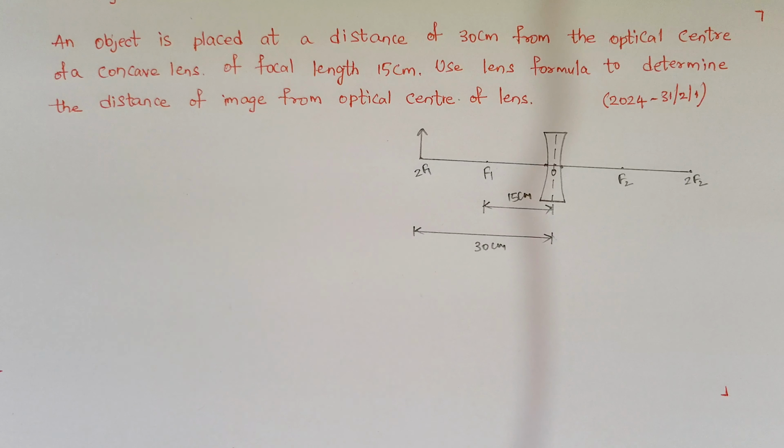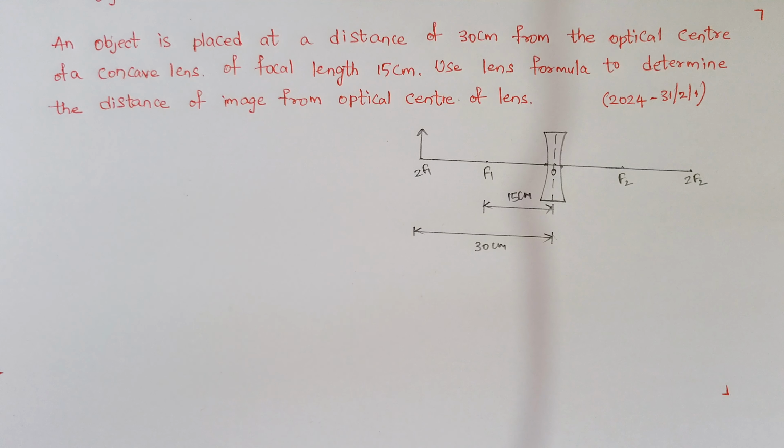So today's question is, an object is placed at a distance of 30 centimeters from an optical center of a concave lens of focal length 15 centimeters. Use lens formula to determine the distance of image from the optical center of the lens.